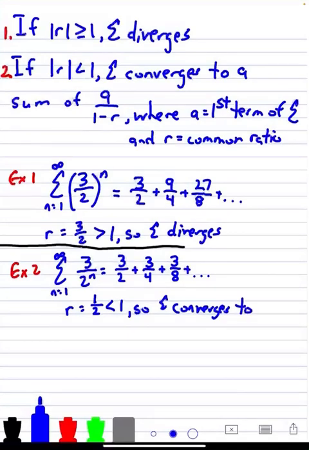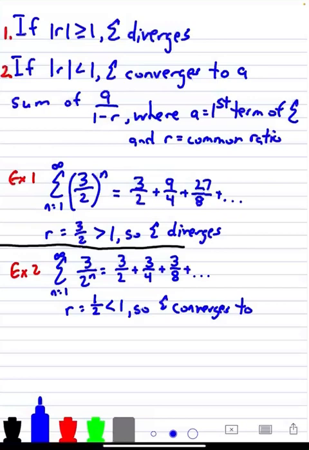So this series converges. But we need to find the sum. So it converges to A over 1 minus R. And I'm going to come back up here. Remember, we can look at number 2. A is the first term of the series, and R is the common ratio.